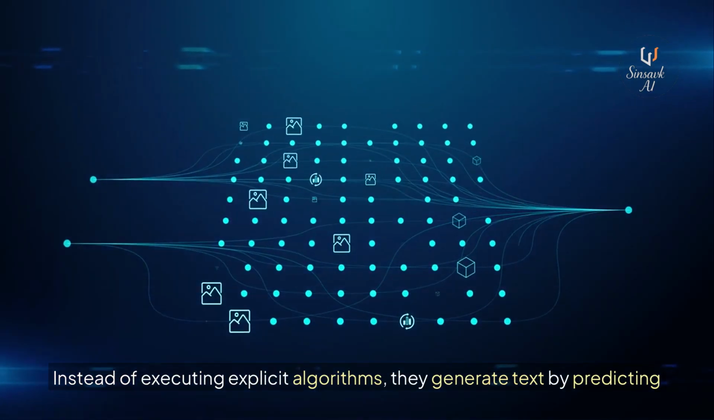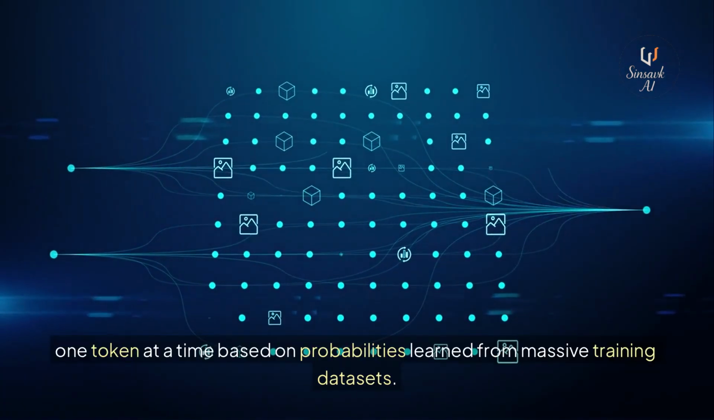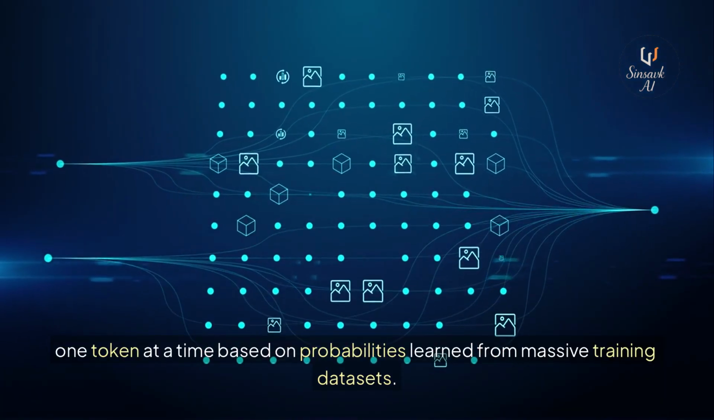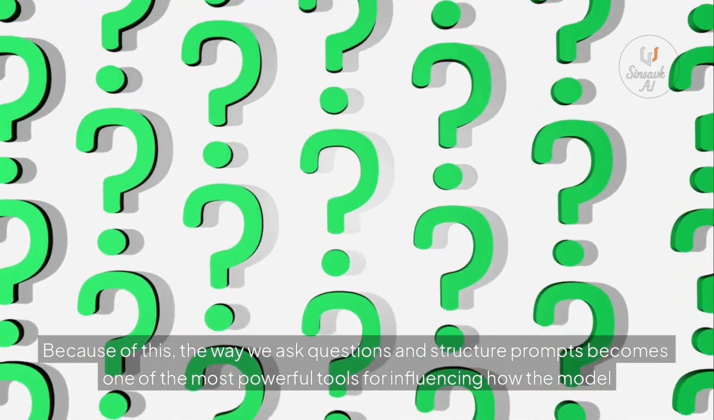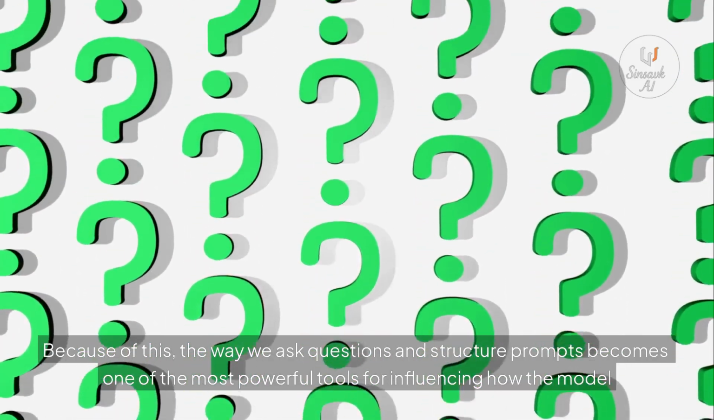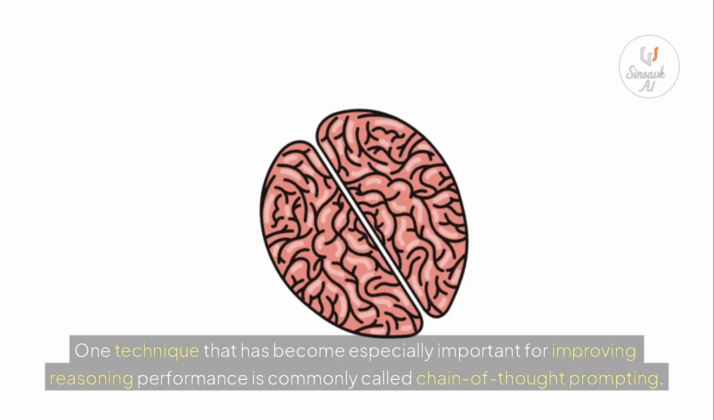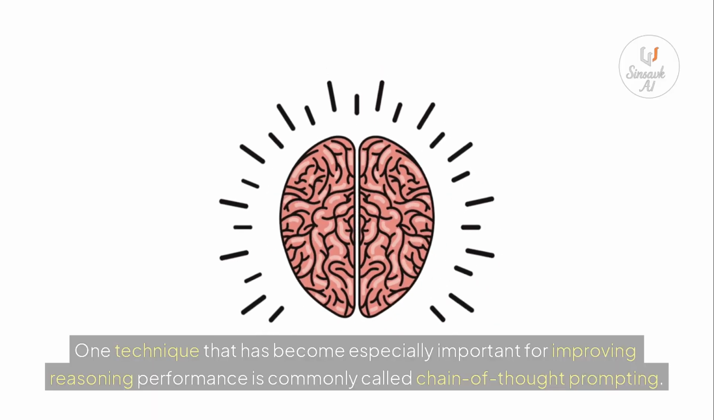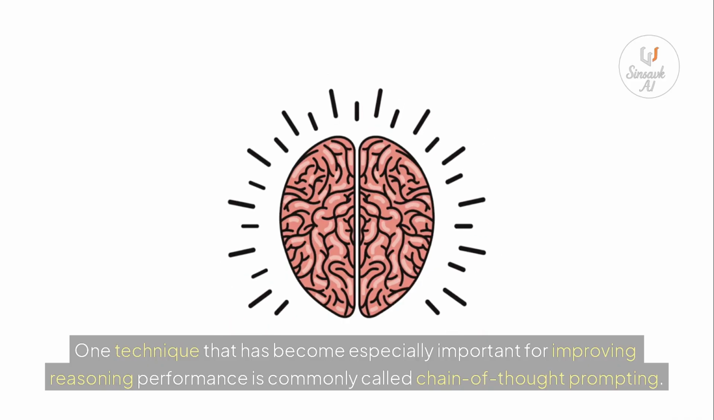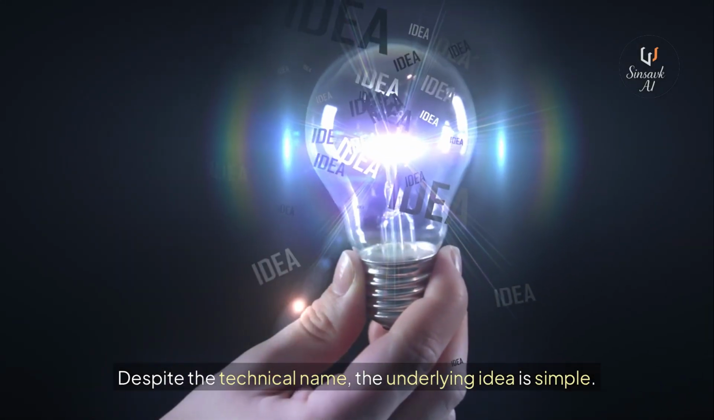Instead of executing explicit algorithms, they generate text by predicting one token at a time based on probabilities learned from massive training datasets. Because of this, the way we ask questions and structure prompts becomes one of the most powerful tools for influencing how the model performs complex reasoning tasks. One technique that has become especially important for improving reasoning performance is commonly called chain-of-thought prompting. Despite the technical name, the underlying idea is simple.